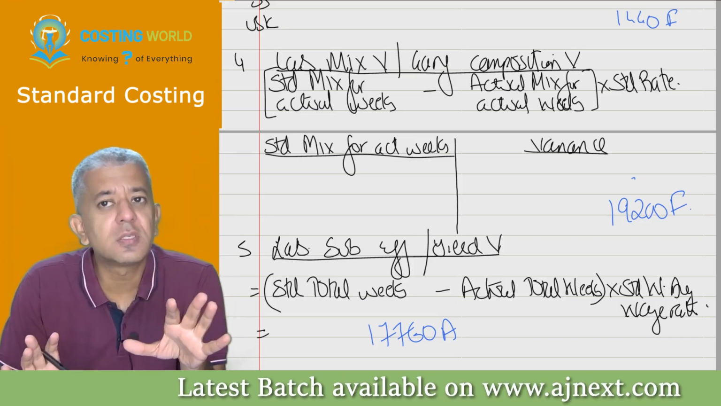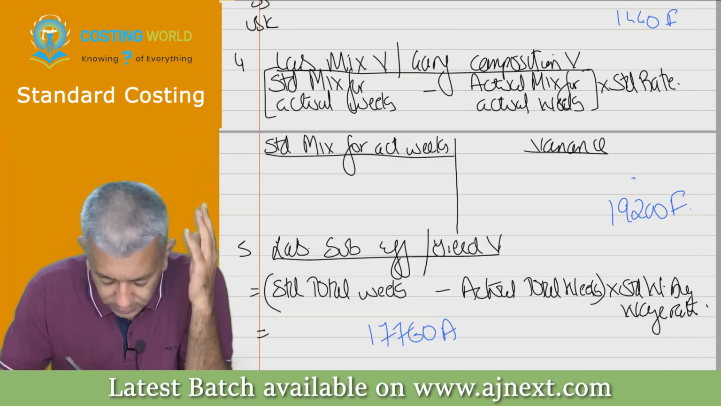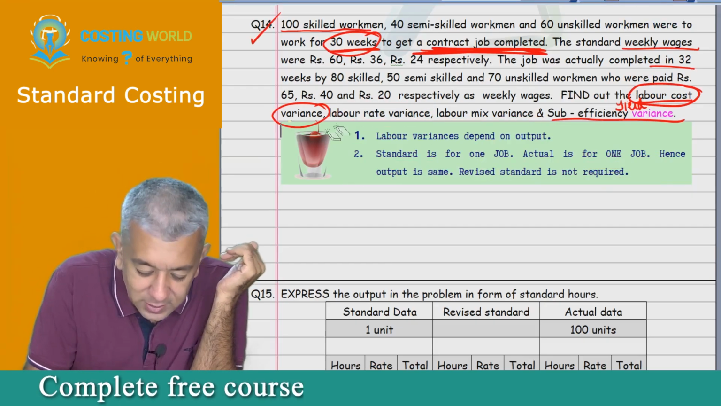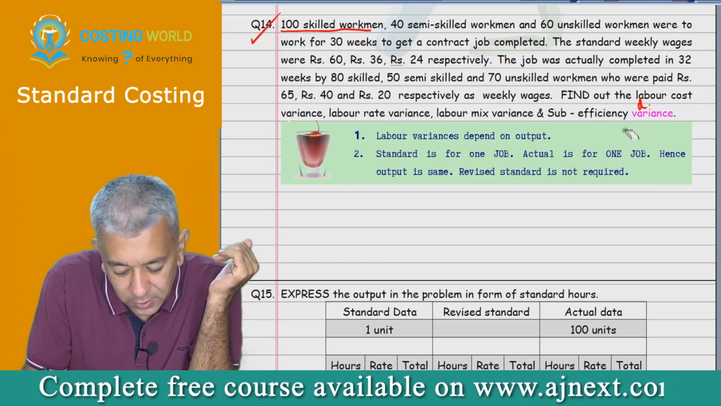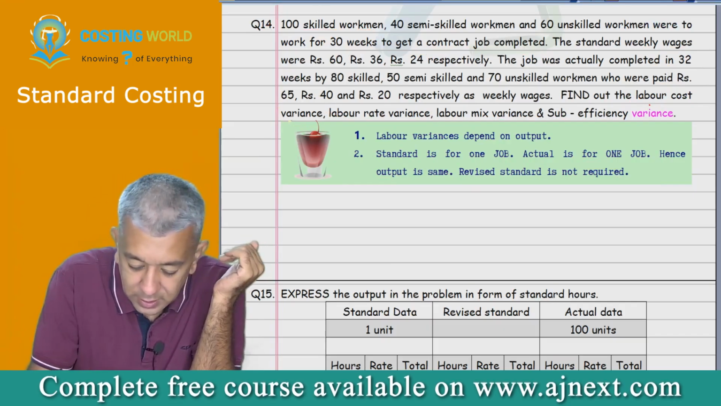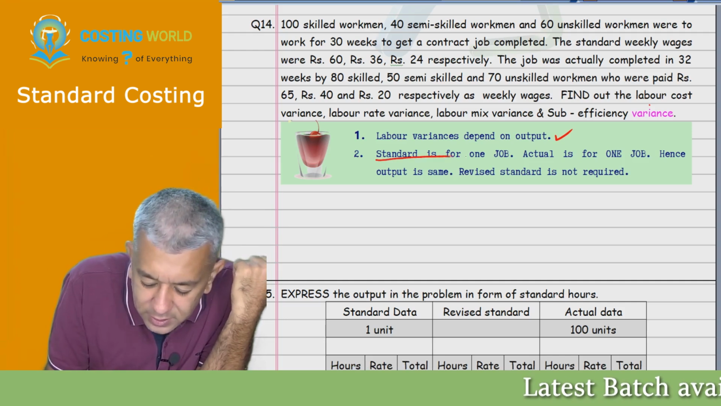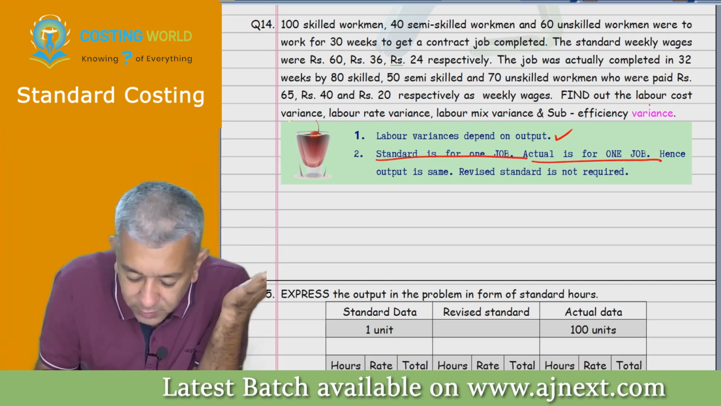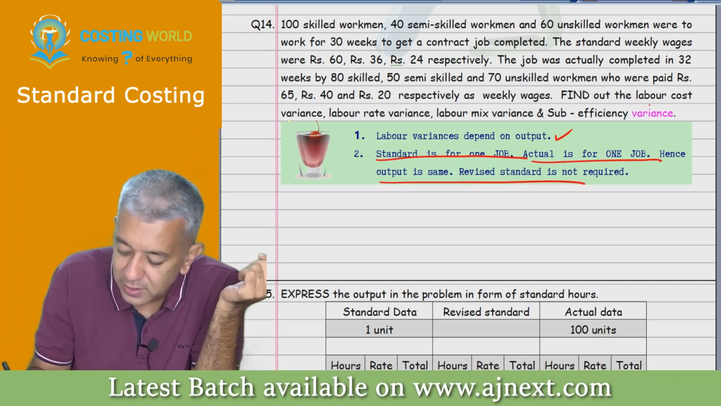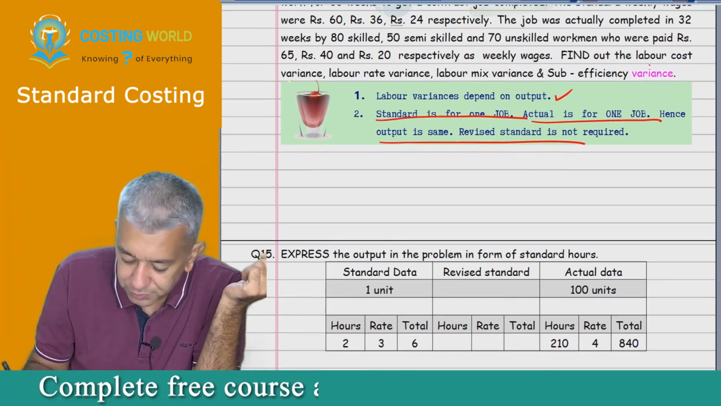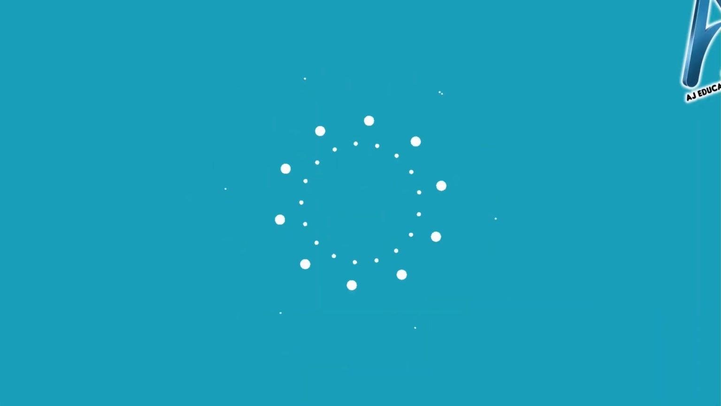Everybody has got this? Okay, listen. Now what I've written in the shorts is exactly the same thing, whatever was important in this entire question. And that is, labor variances are dependent upon output. Second, standard is for one job. Actual is also for one job. Hence output is same. Revised standard is not required in this question. Okay. Now this is all done.